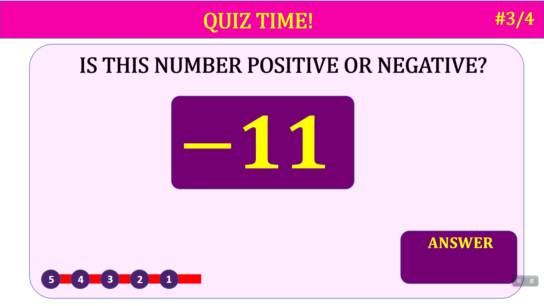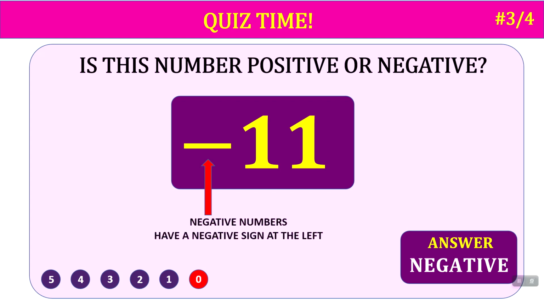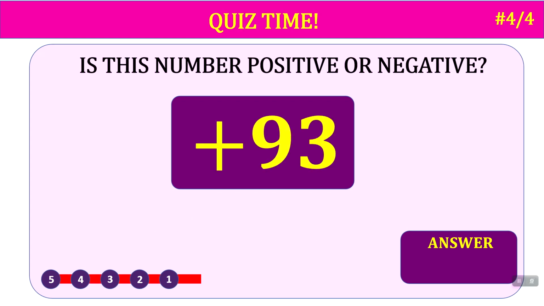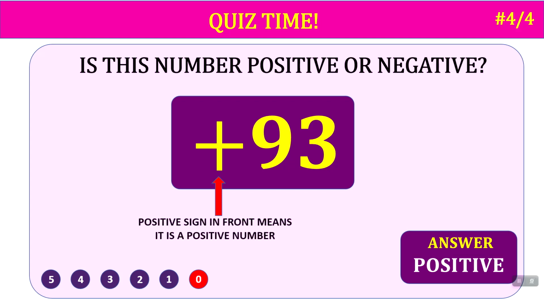Number 3, minus 11. Negative. Every time we have a minus sign at the left of a number, we know that number is negative. And lastly, plus 93. By now you've figured out the plus sign gave it away. This is a positive number when we see a plus sign at the left.